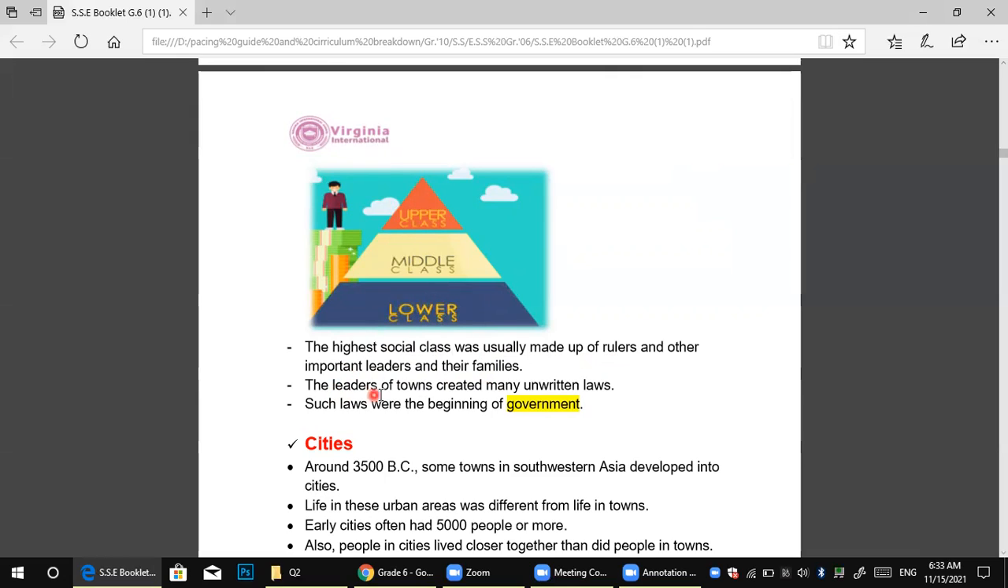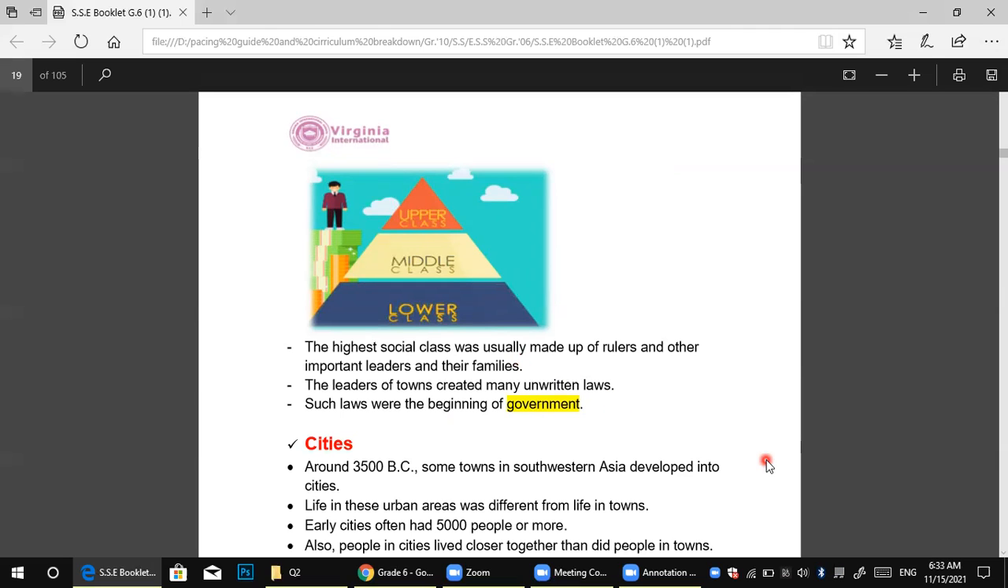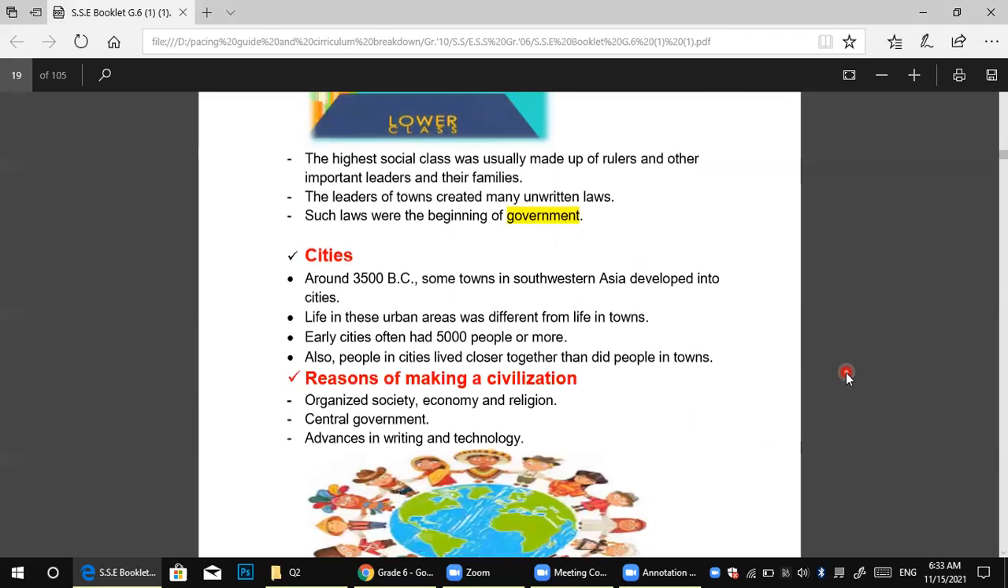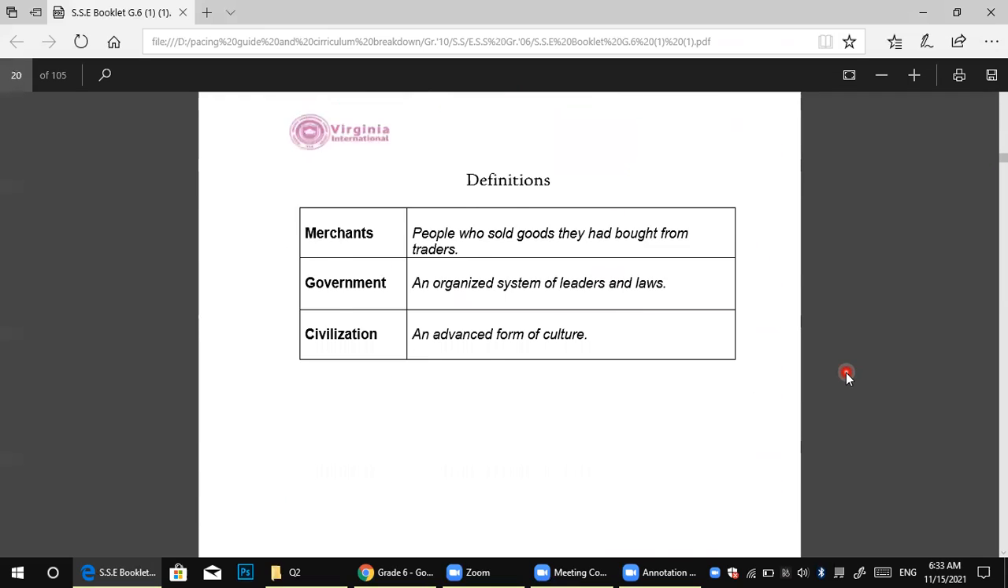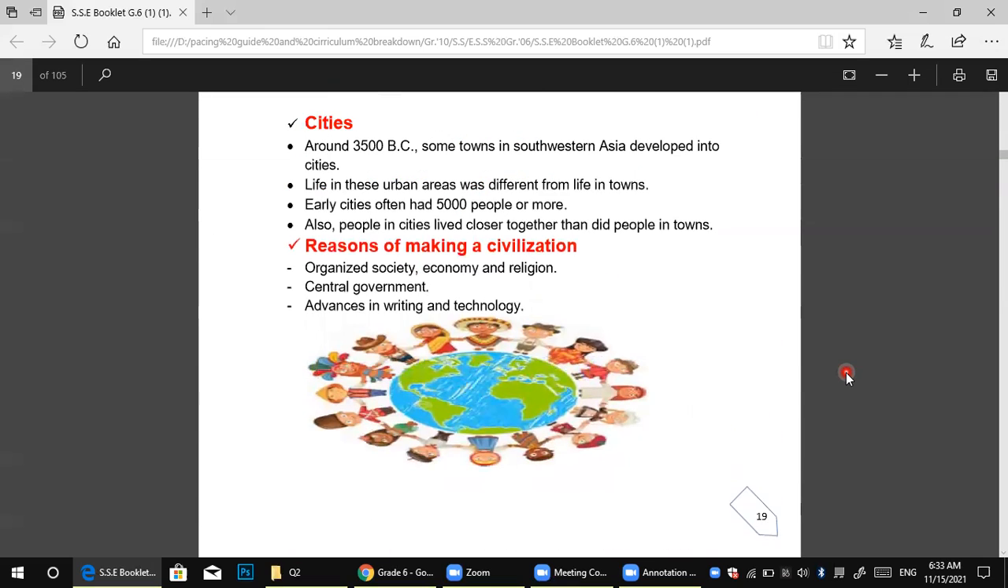Number two, the leaders of towns created many unwritten laws. Such laws were the beginning of government. After that, here, cities.